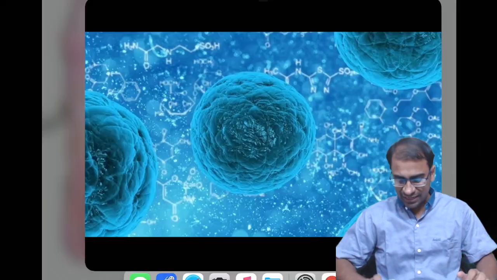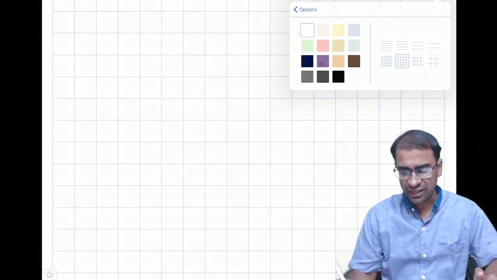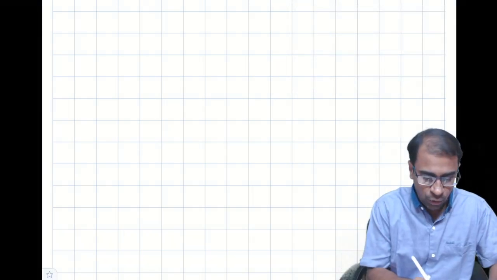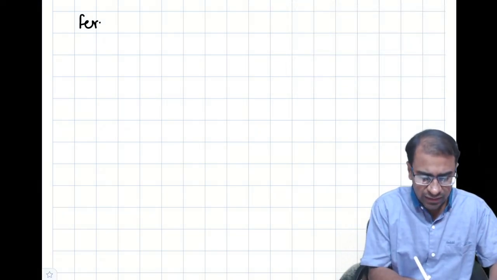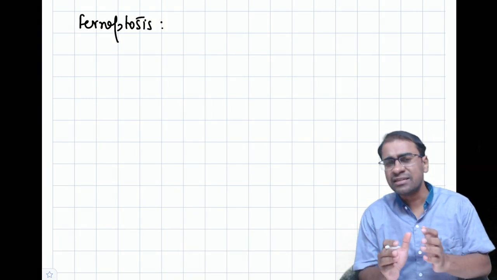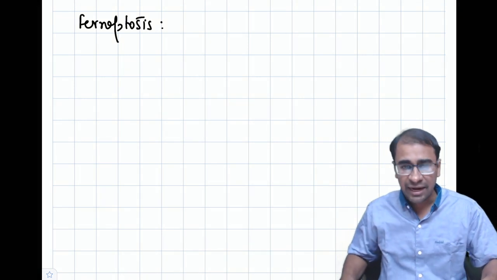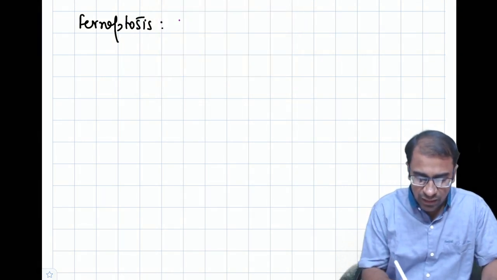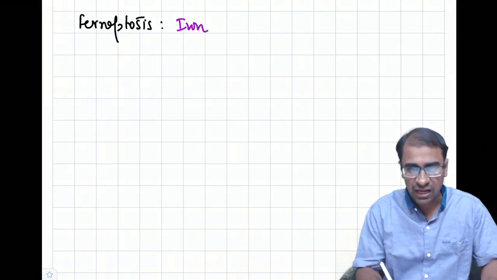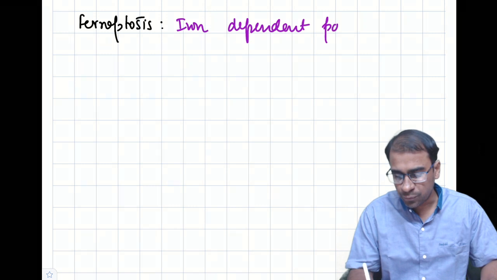So what exactly is ferroptosis? Let's understand this process. To make it simple for you, let me give you a basic understanding of the term ferroptosis. If you look at this word, you'll get to know that this is a cell death, but the cell death has a ferrop, which means iron. It's actually an iron dependent pathway of cell death.